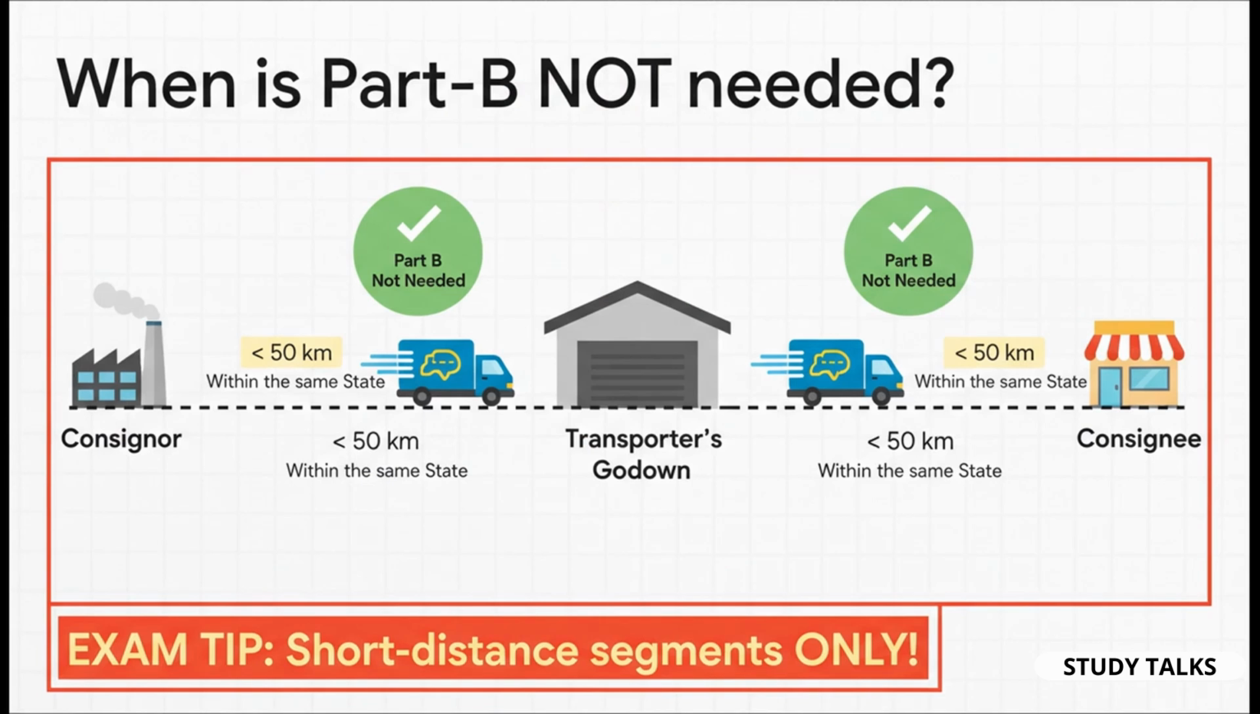You don't need to fill out Part B if the movement is a really short one. We're talking up to 50 kilometers, and it has to be within the same state. This is basically for that first leg of the journey, say from the seller's factory to the transporter's godown, or for the very last leg, from the transporter's godown to the final buyer. It just covers that first and last mile.